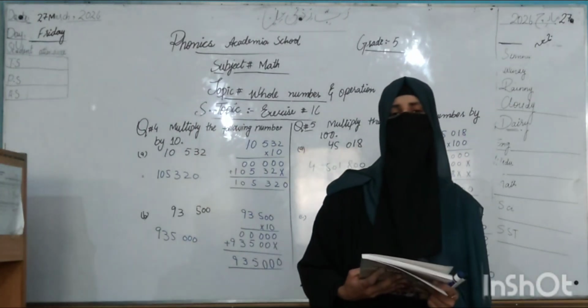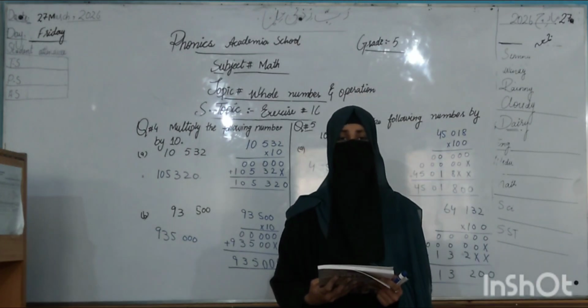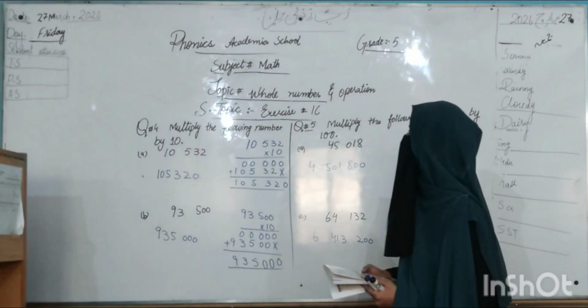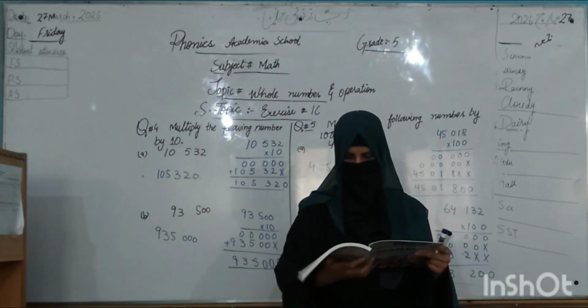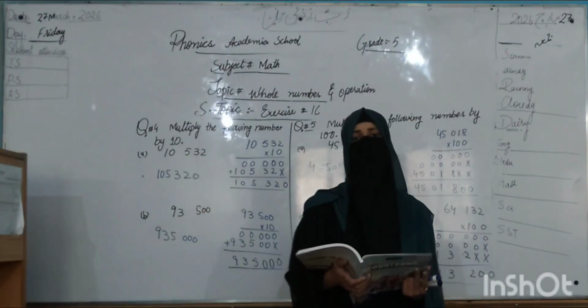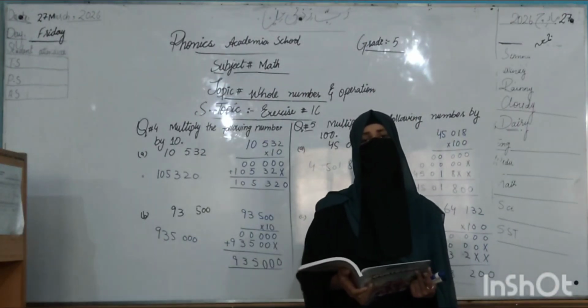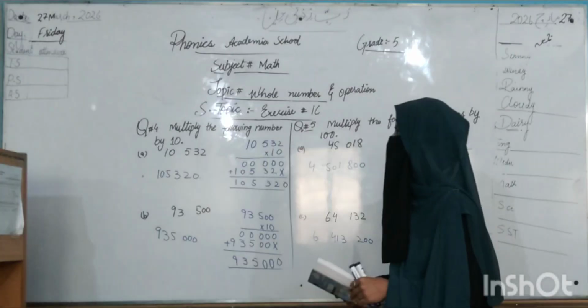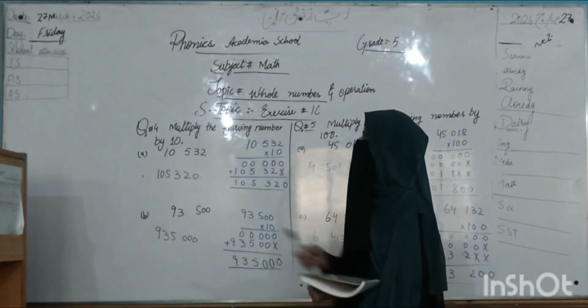Online class grade 5, in which we have to do whole numbers and expressions, unit number 1, exercise 1C. So all the students, open your book to page number 16, in which we have to do today's lecture, questions number 4 and 5. All the students, give attention and let me start today's lecture.